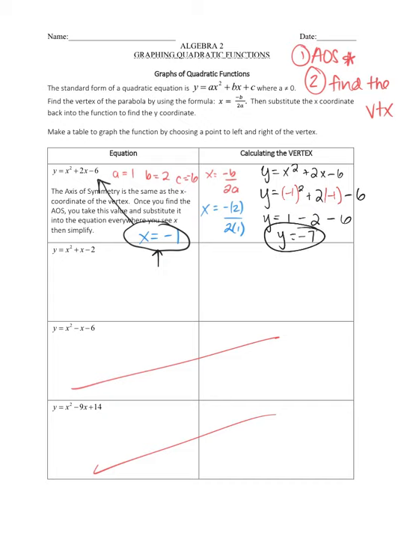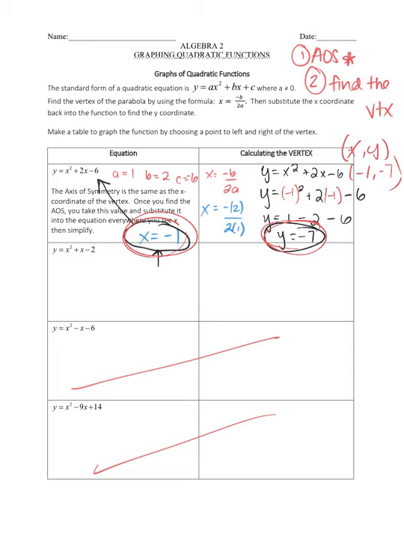So if you notice here, now I have my x value and my y value. So I can create my vertex, which is x comma y. And in this case is negative 1, negative 7. Okay? So that's how we complete things like this. All right? So now we're going to go ahead and try number 2.